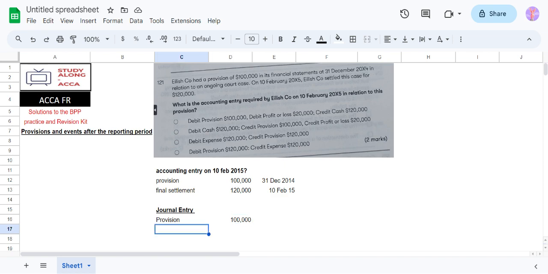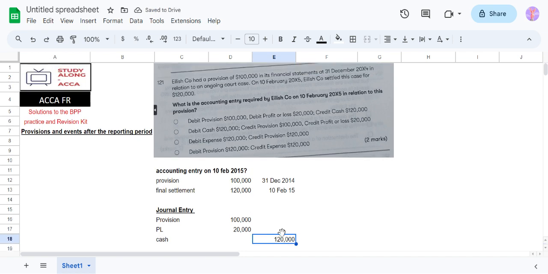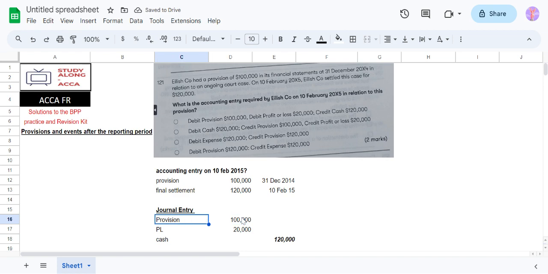Then the first option, so we have multiple options. So let's write all of these options to understand. They are saying first is provision debit. Then they are saying also debit the P&L for 20,000. And then they are saying credit cash for 120,000. One thing I am okay on in this entry is this 120,000, because cash is going out, actual. So this I am confident is right. 100,000 of provision is also being debited, so this also I think is right. I am not sure about this 20,000. We will come back to this.